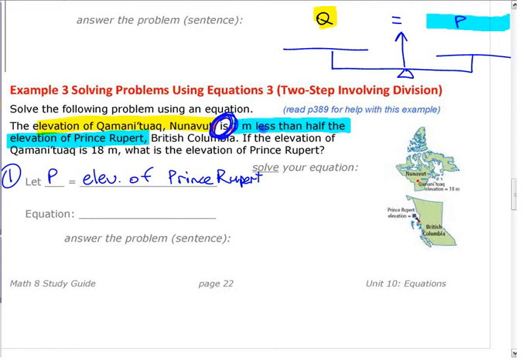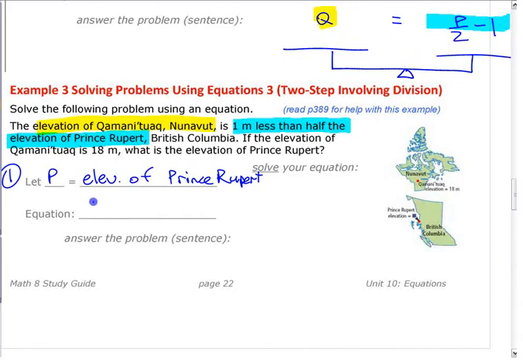If you're comparing those things, 1 less than half the elevation of Prince Rupert, how do you write 1 less than half? How do you write half of Prince Rupert? There are 2 different ways you could do it. Divide by 2, and then it says 1 less than that. How do you write 1 less than that? Minus 1. There's your equation right there. Start with the comparison, and then try and write it from that.